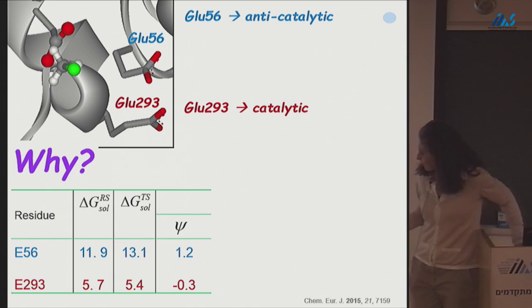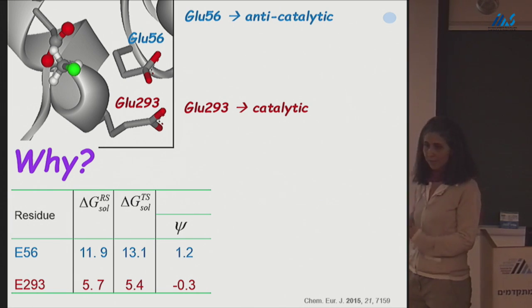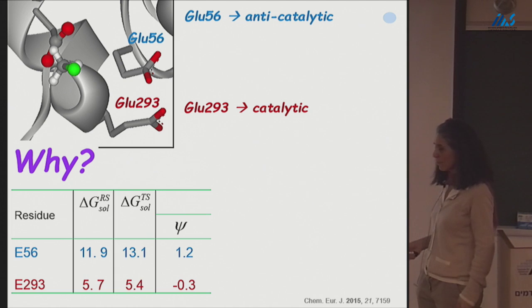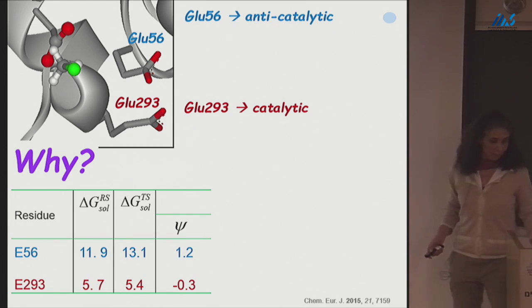So first, we are looking at the overall solvation, and we can see that in both cases, both residues destabilize the system. So they are not stabilizing, but they cause destabilization. But in glutamate 56, the destabilization is higher in the transition state, and that's why overall we have an anti-catalytic effect. Whereas in 293, the destabilization is higher in the reactant state, and that's why we get a catalytic effect.